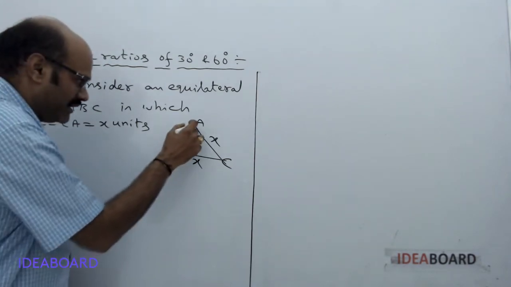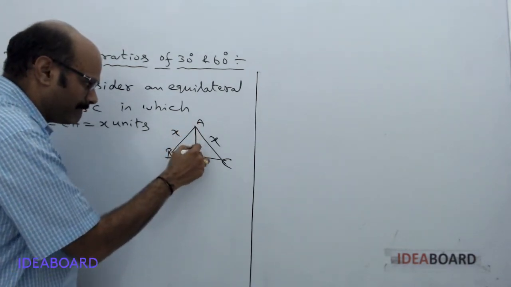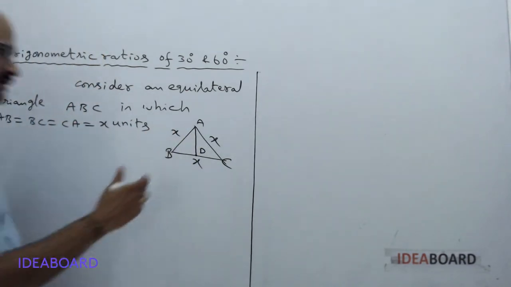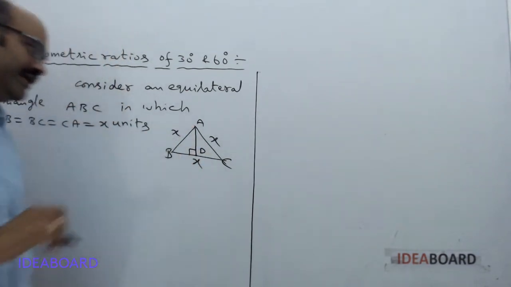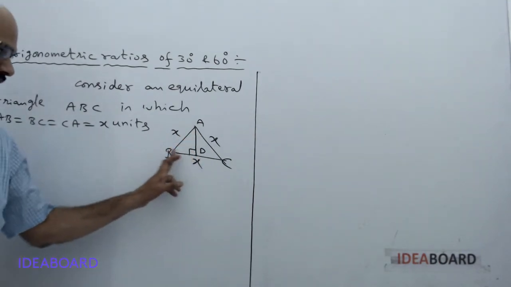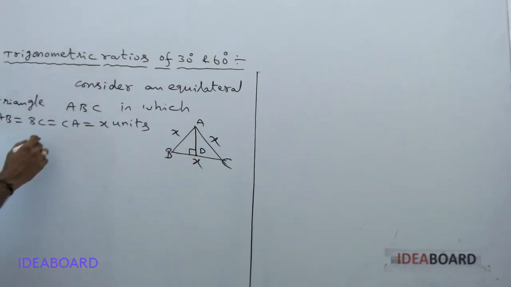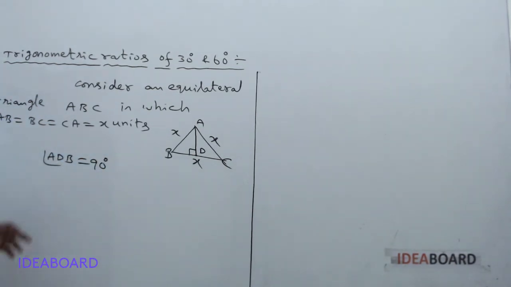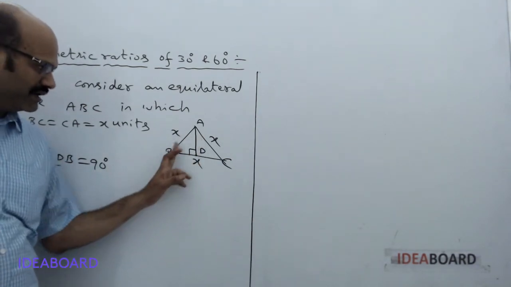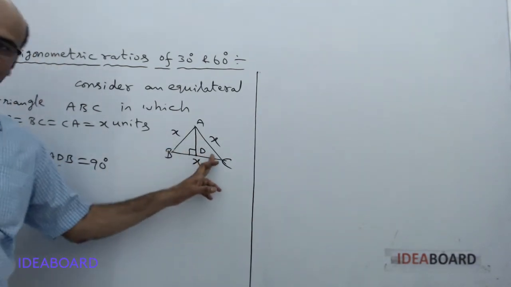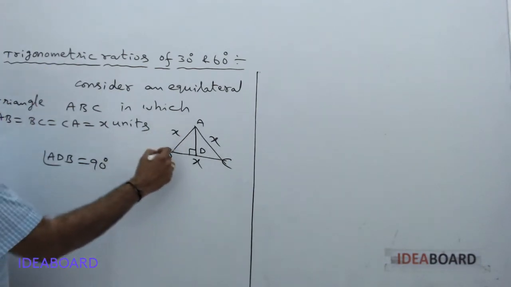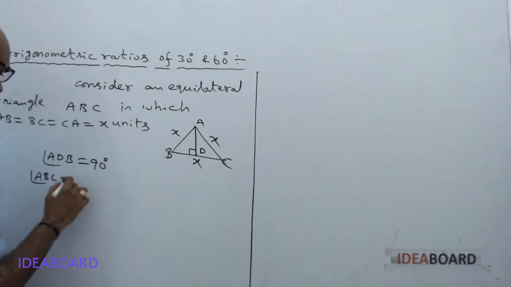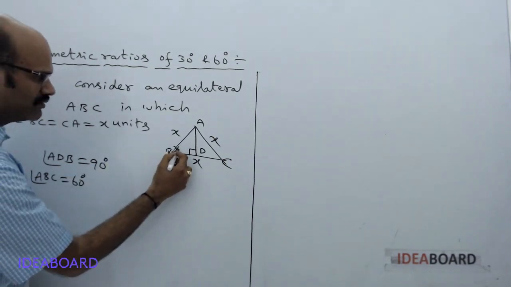Now, draw a line AD perpendicular to BC. Then, this angle, angle ADB, equal to 90 degrees. We know that in any equilateral triangle, each angle, angle A equal to angle B equal to angle C equal to 60 degrees. So here, angle ABC equal to 60. This angle equal to 60 degrees.